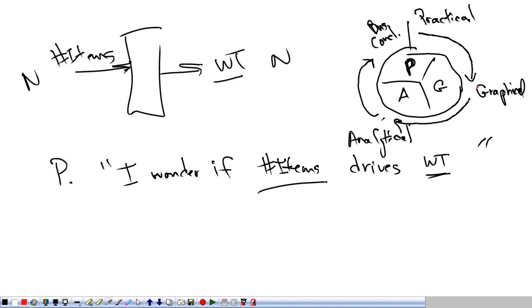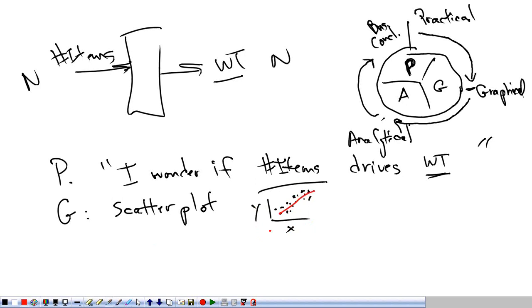The second one is we're going to make a graph of it. It turns out that this graph is a scatter plot. I'll draw that up for you just quickly so you'll see it. This is going to be our old XY plot. A bunch of points here, and it looks like this. I'm just making these numbers up, folks.